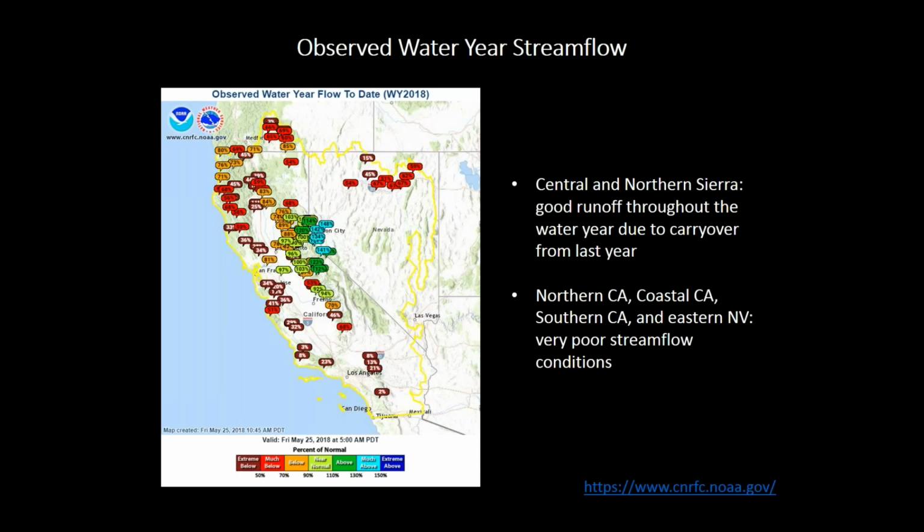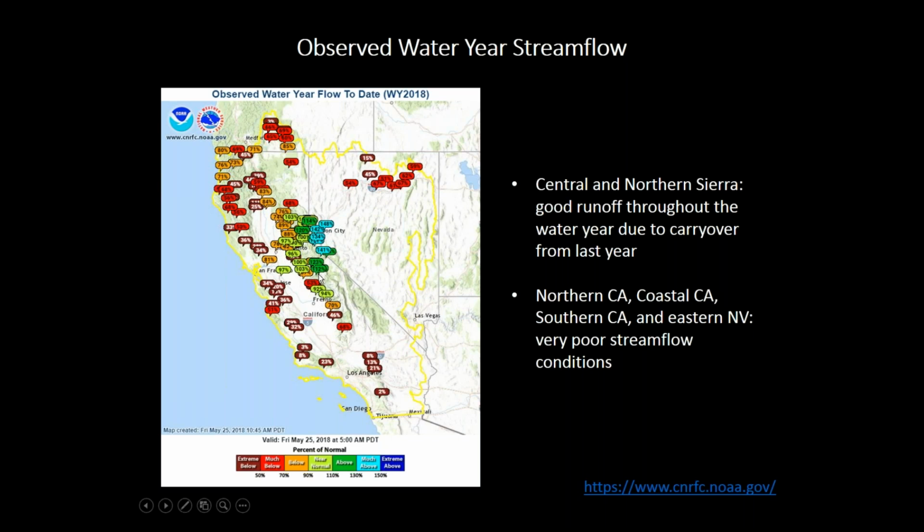And so this is from the California Nevada River Forecast Center. This is the observed water year stream flows. This was through May 25th. And this is pretty interesting. A couple things to point out here. First of all, the central and northern Sierra, the stream flows for the water year have not been too bad. They've actually been above average in a lot of cases until you get a little further down on the west slope, get a little bit below average.